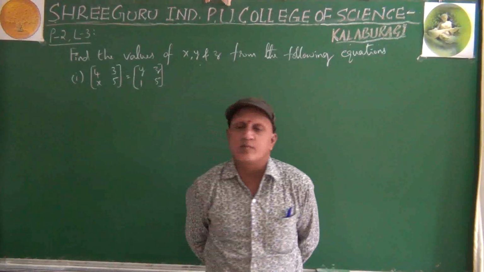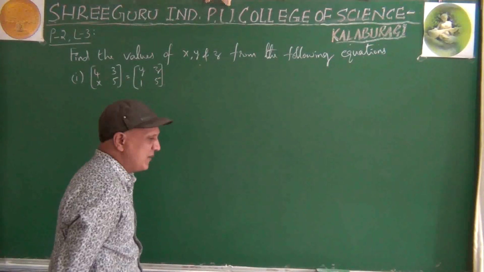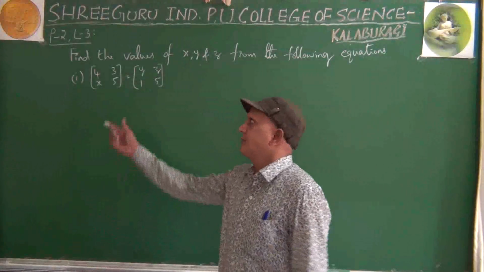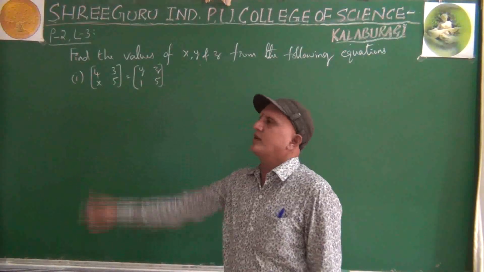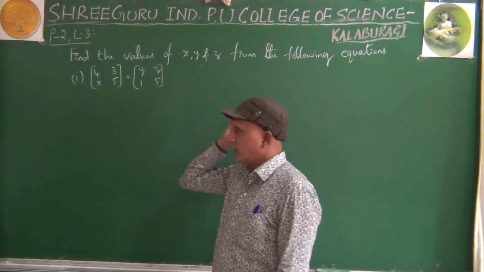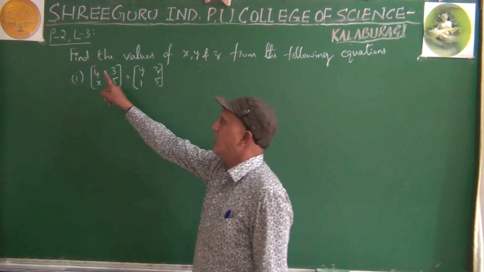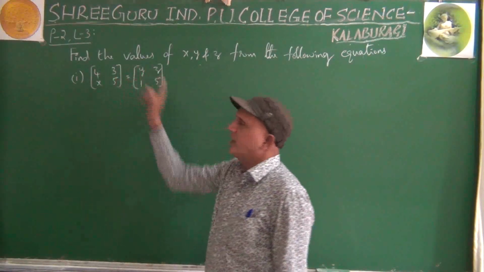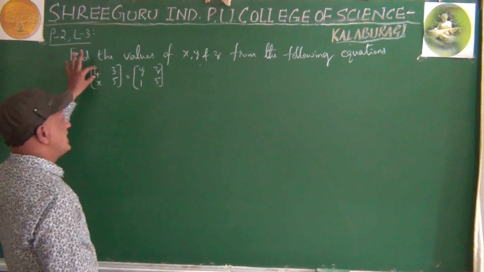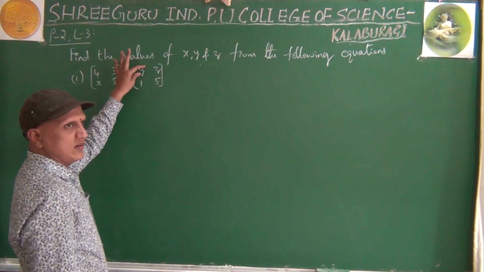Equality of matrices concept we already learned. It's not a difficult concept, the easiest concept. Equality of matrices means both the matrices' order should be the same. Here it is 2 by 2, and it is 2 by 2. We have to equate the corresponding elements. Corresponding elements means what? In this matrix A11, first row first column, and in this matrix A11. Equate both.